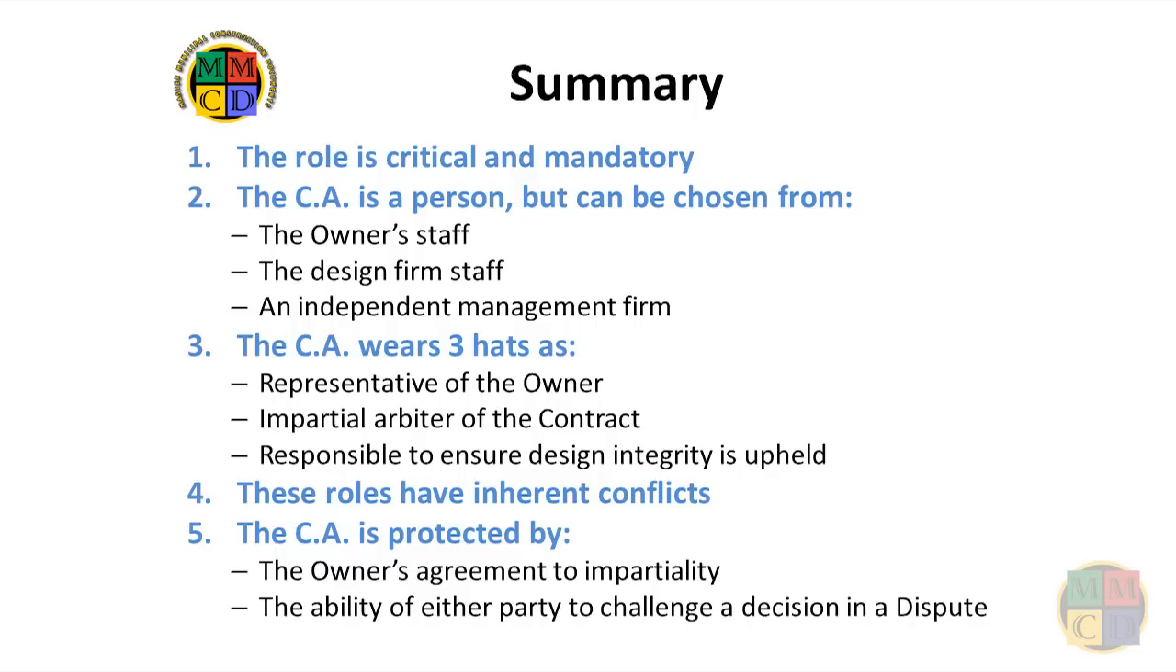The CA wears 3 hats during the project: representative of the owner, responsible for project administration; impartial arbiter of the performance of both parties to the contract; and at least partly responsible to the design firm to maintain design integrity. These roles have inherent conflicts of interest, which cannot be avoided.